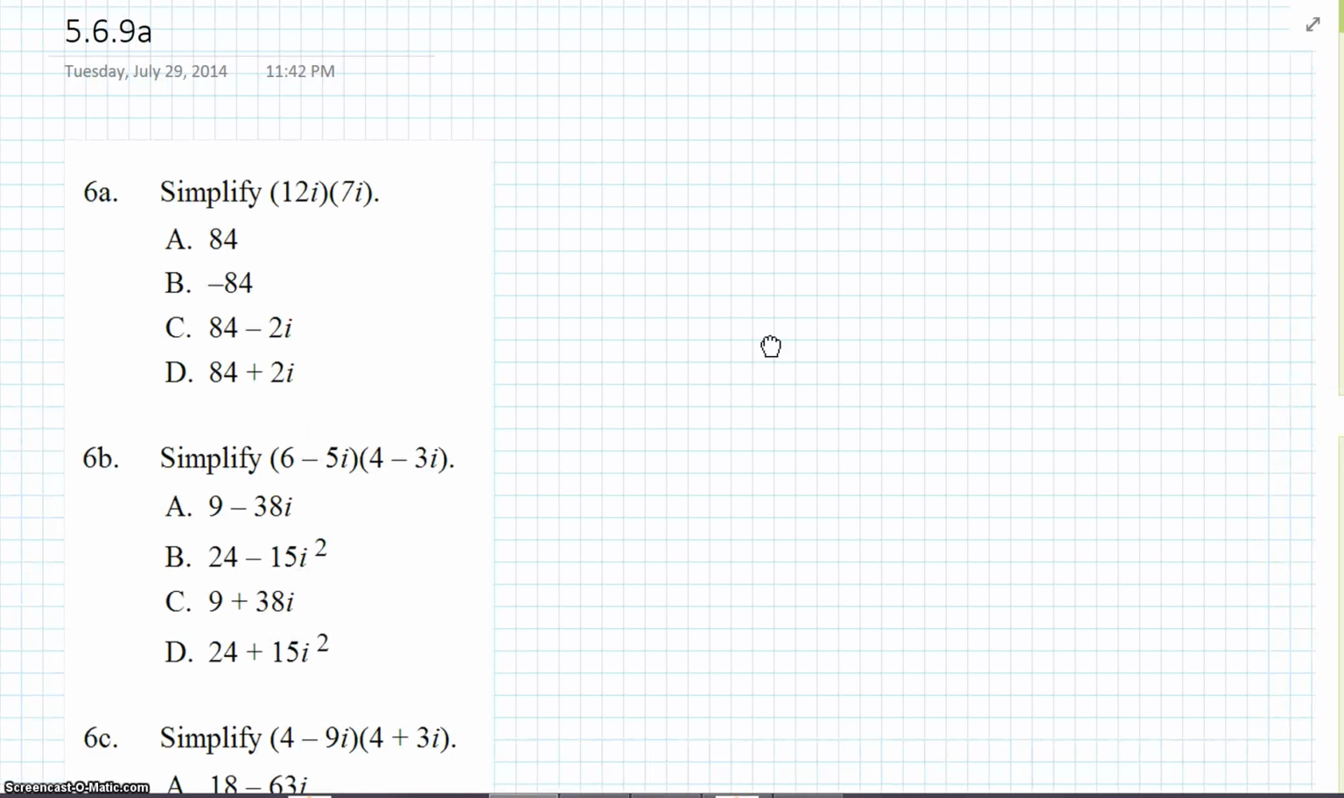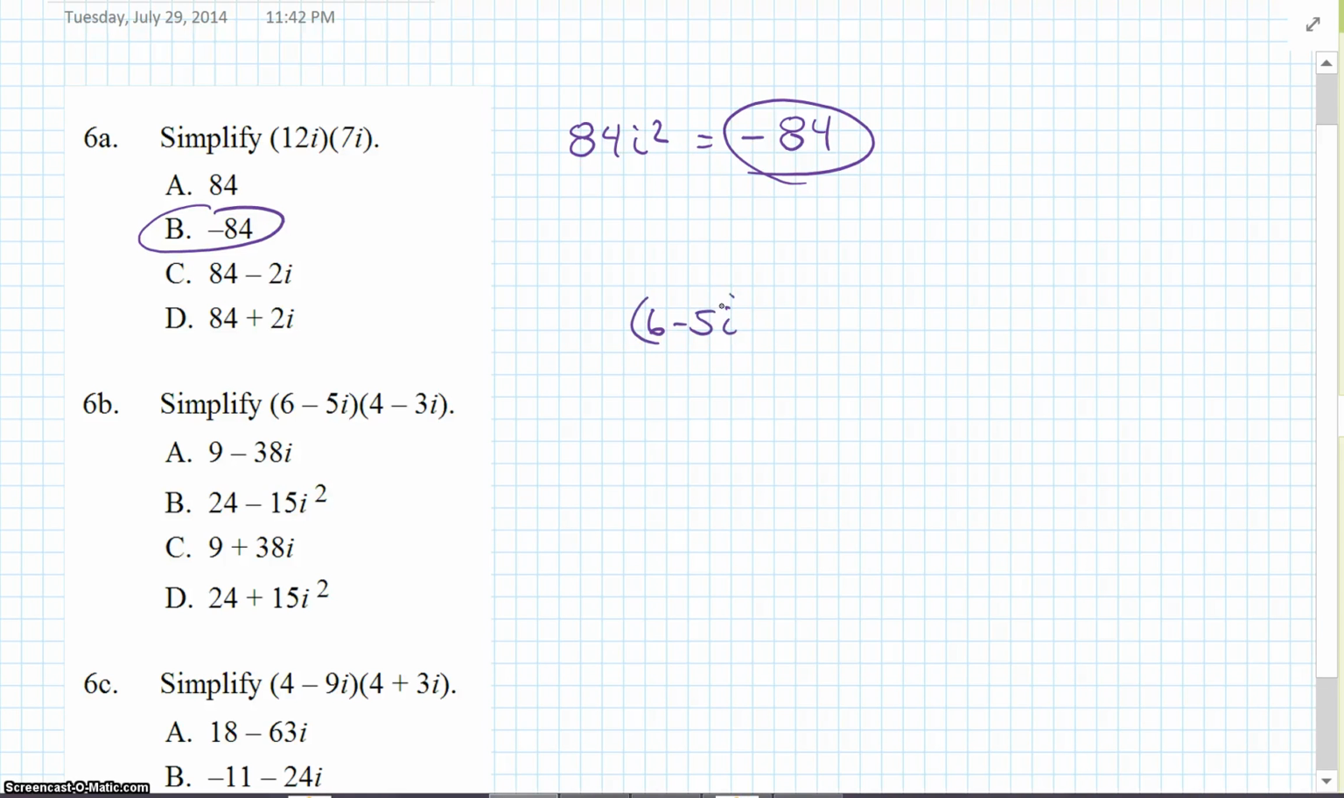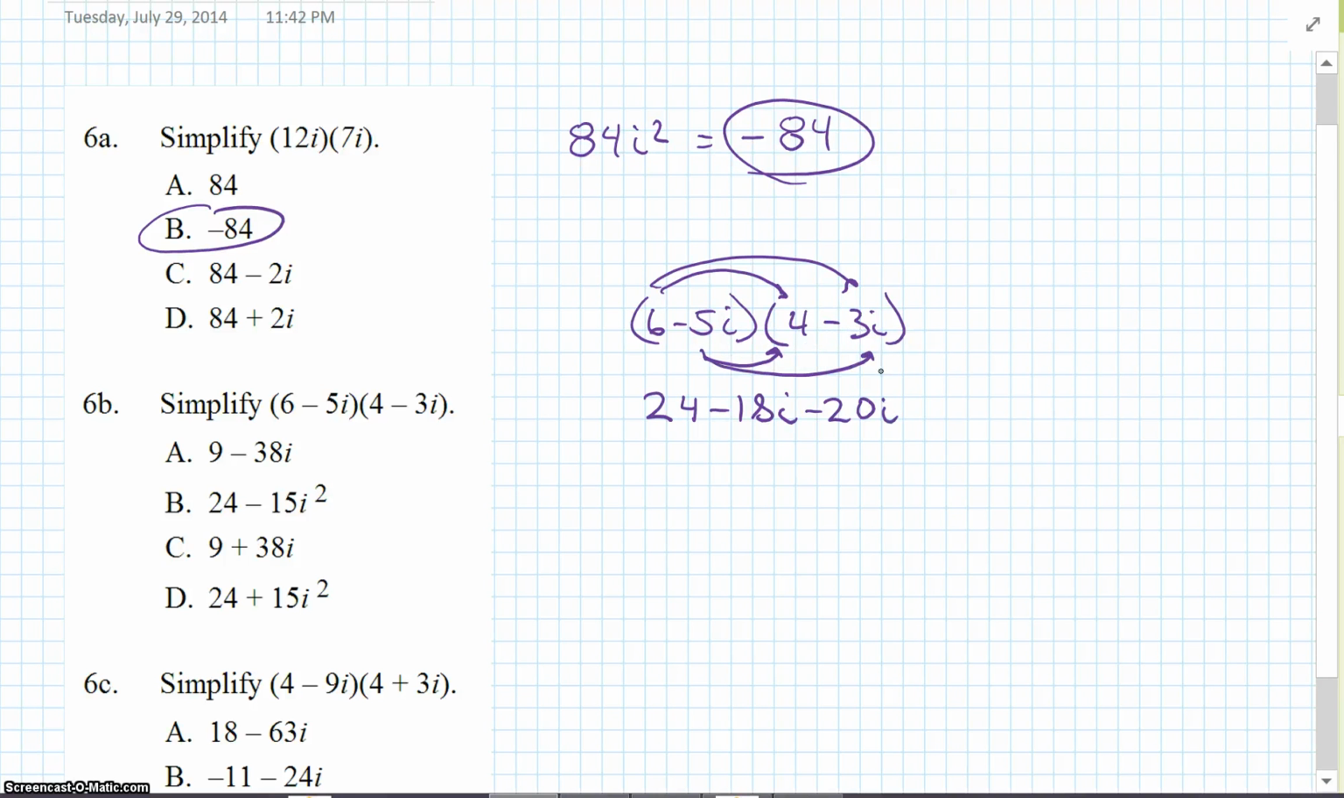Okay, next example. Simplify. 12 times 7 is 84. i squared. i squared is negative 1, so it's just going to be negative 84. Next one, simplify. So I got (6 - 5i) times (4 - 3i). So distributive property, 6 times 4 is 24. 6 times negative 3i is negative 18i. Negative 5i times 4 is negative 20i. Negative 5i times negative 3i is going to be positive 15i squared.